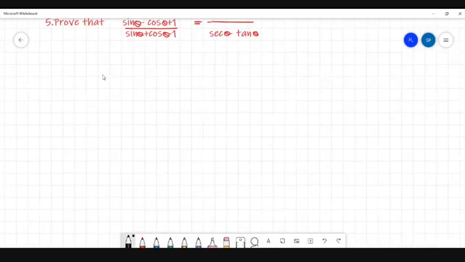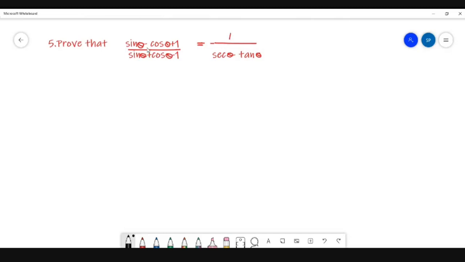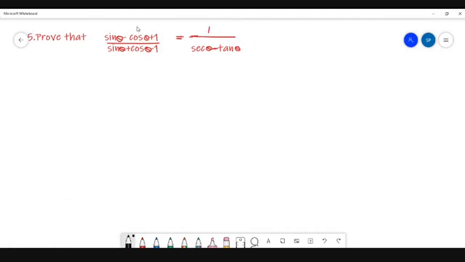Here is question number 5. Prove that sin theta minus cos theta plus 1, whole divided by sin theta plus cos theta minus 1, equal to 1 by sec theta minus tan theta. Here the left hand side of the expression is in sin and cos, but on the right hand side we have sec and tan. So let us divide the numerator throughout by cos theta to get tan and sec. And if you divide the numerator by cos theta, we have to divide the denominator also by cos theta.